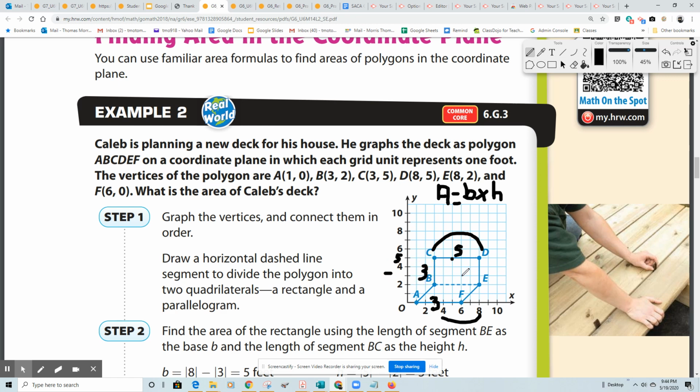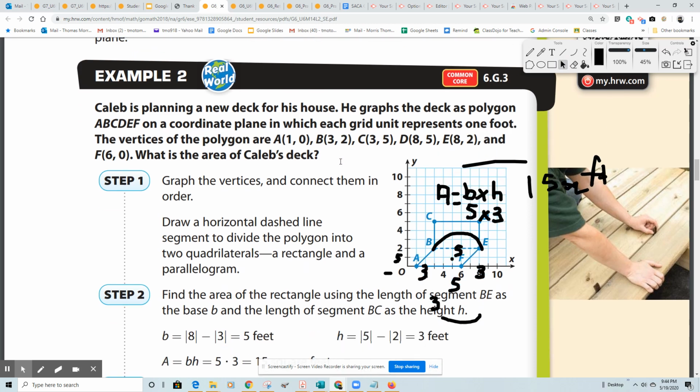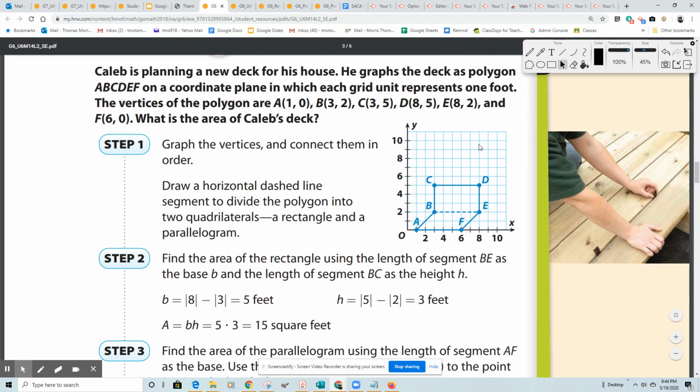All right, so now I have my 4 sides. I could find the perimeter if I needed to, but they're asking me for area. So here we go. I'm going to plug it in. The base is 5 times the height is 3. So I have 15. And what is it giving me for units? So 1 foot. All right, so I have square feet. I put SQ feet. Could also put FT and the little 2 for square feet. All right, so that's how you use your coordinates to find the area.